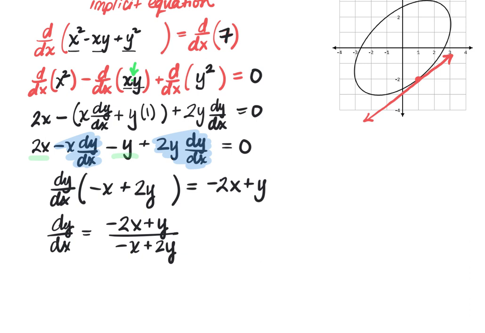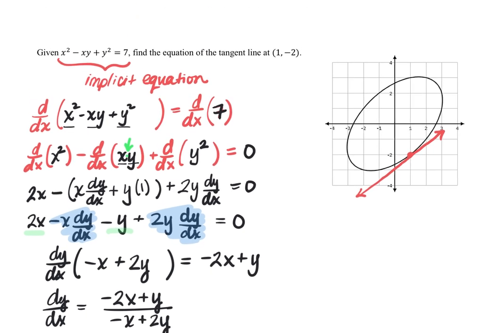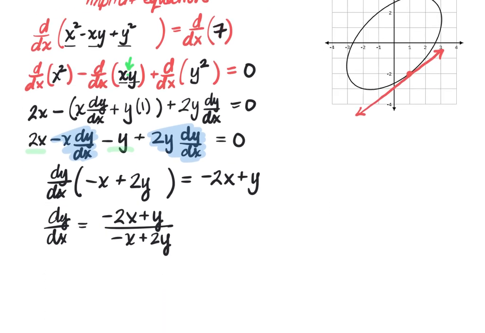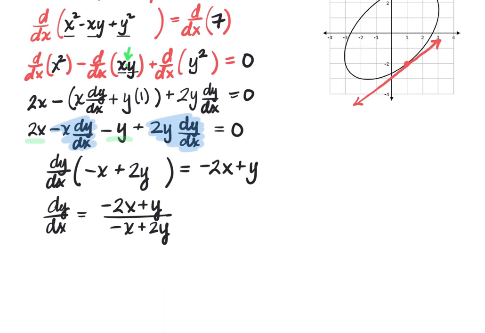Now remember, this is my general derivative, which is going to give me the slope of the tangent line at any point on the given curve. And then if we look back at the original question, we were looking to write the equation for the tangent line at the point 1, -2. So we'll go ahead and then substitute in 1, -2.